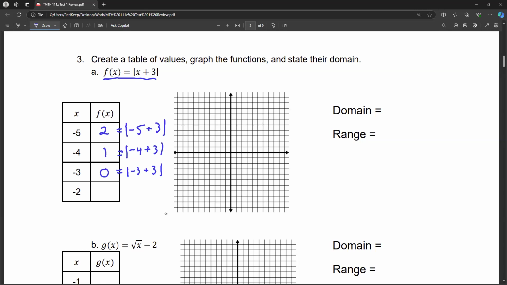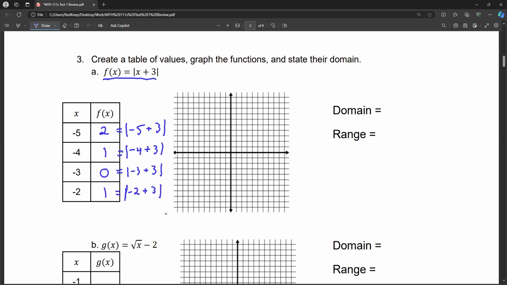And now let's go ahead and plug in the last value, -2, wherever there's an x inside our function. So we'll have -2 plus 3, the absolute value of that. -2 plus 3, we get positive 1. So the absolute value of positive 1 is just equal to 1. Great. Okay, so we finished creating the table of values. Next, let's go ahead and attempt to graph these points.